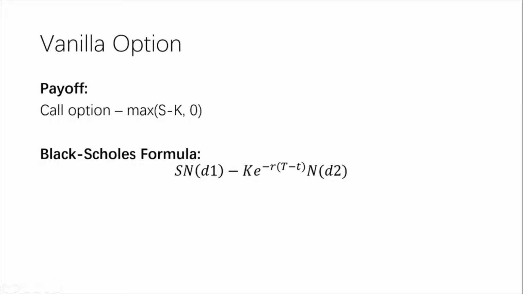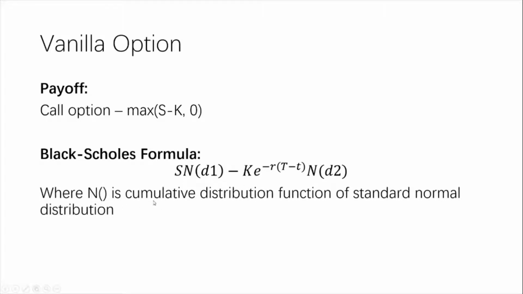One of the most important functions used in the Black-Scholes formula is this N, which is the cumulative distribution function of the standard normal distribution. So you can see, in order to get a very accurate and fast Black-Scholes value, you have to calculate this N very accurately and fast.